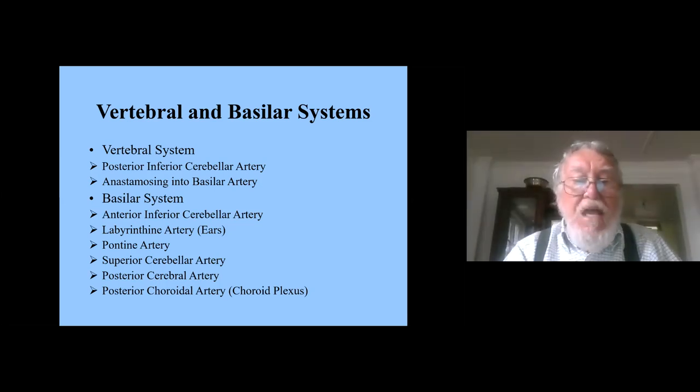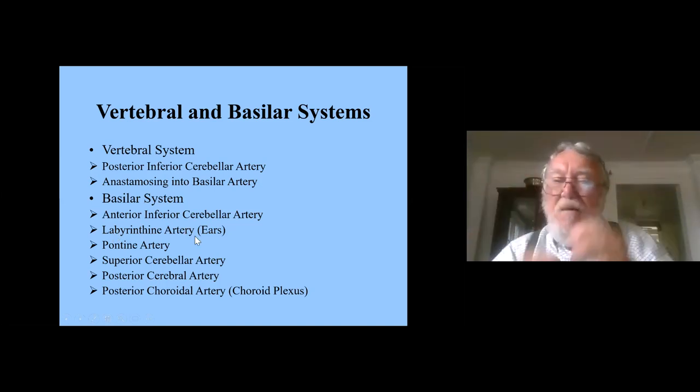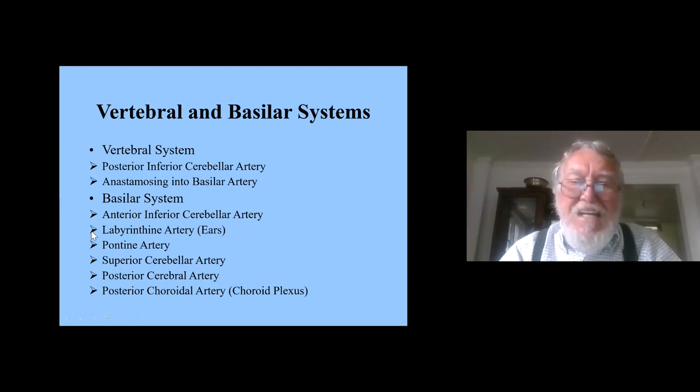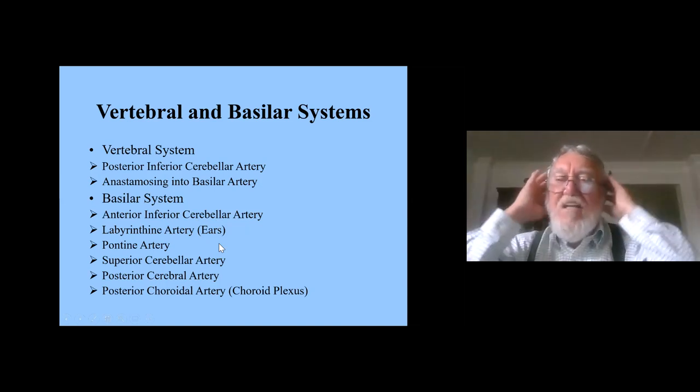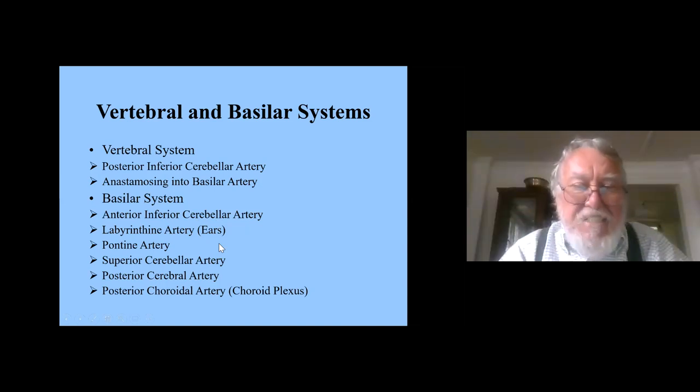Then, of course, as we continue to go up, there is a branch of the basilar artery that becomes the labyrinthine artery, for the labyrinth in the inner ear. This vascularizes the vestibular auditory system of the inner ear. The external carotid is going to vascularize the outer surface of the ear. The pontine artery, by very definition, vascularizes the pons. I mentioned the superior cerebellar. And then we have the posterior cerebral artery.